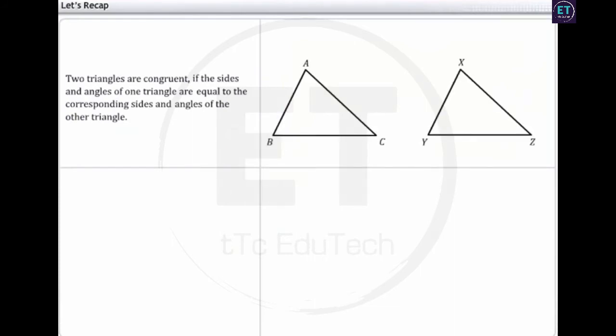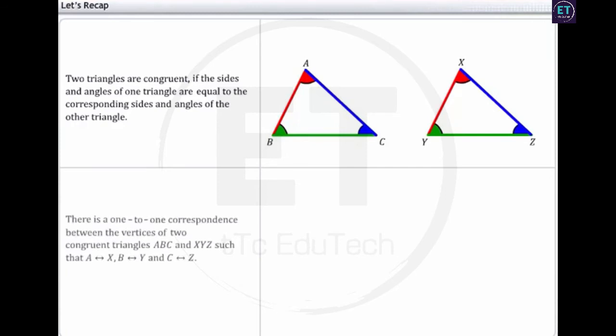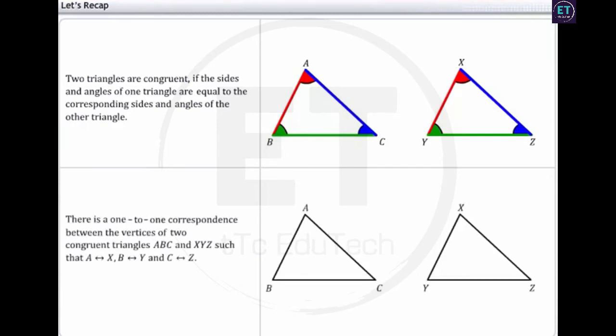Let's recap. Two triangles are congruent if the sides and angles of one triangle are equal to the corresponding sides and angles of the other triangle. There is a one-to-one correspondence between the vertices of two congruent triangles ABC and XYZ such that A corresponds to X, B to Y, and C to Z.